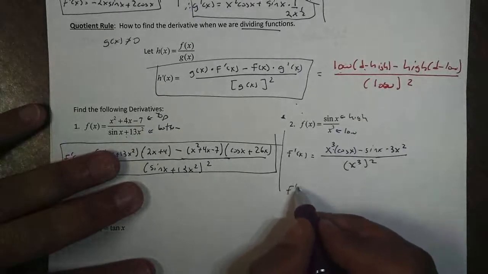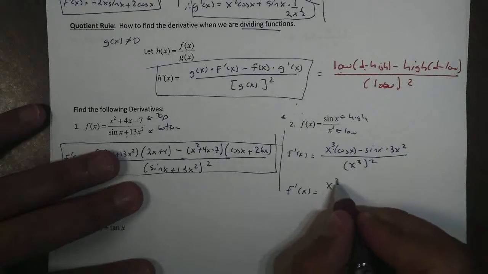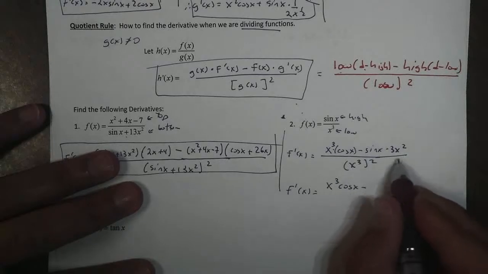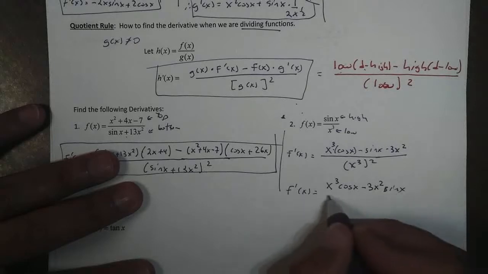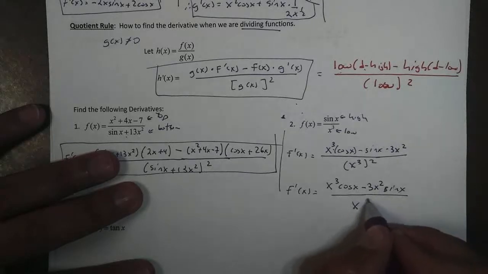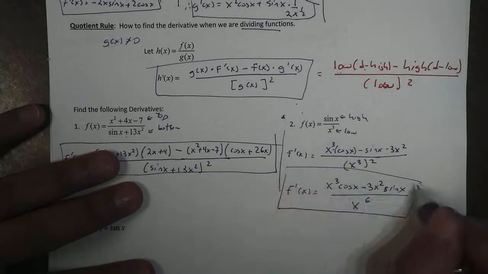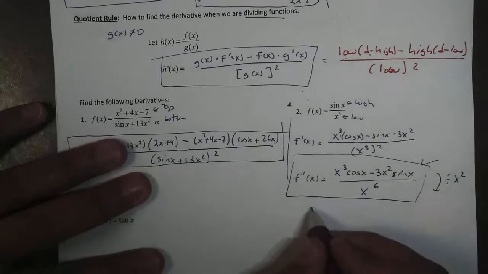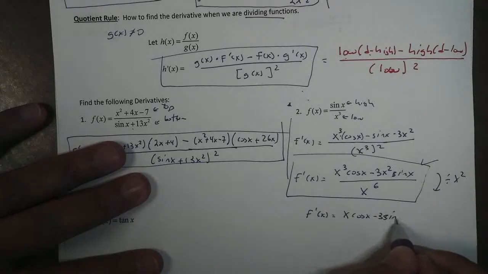Now, this is okay to leave, but let's see what happens. I can simplify here. This becomes x cubed cosine of x minus, I can just distribute, 3x squared sine of x, all over x to the 6. I'm okay leaving it like this. If you left it like that, that's fine. Full credit for that. But watch, I can divide this by x squared. You don't have to. You're going to get the same answer. This becomes x cosine of x minus 3 sine of x all over x to the 4th.